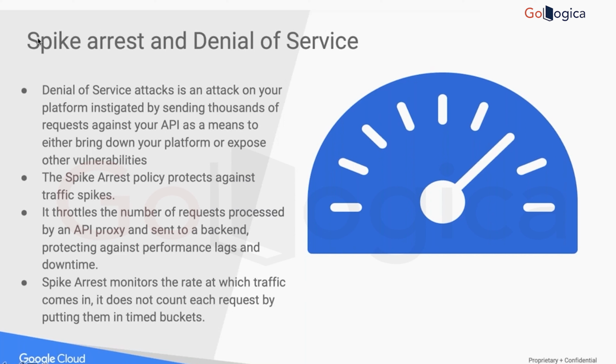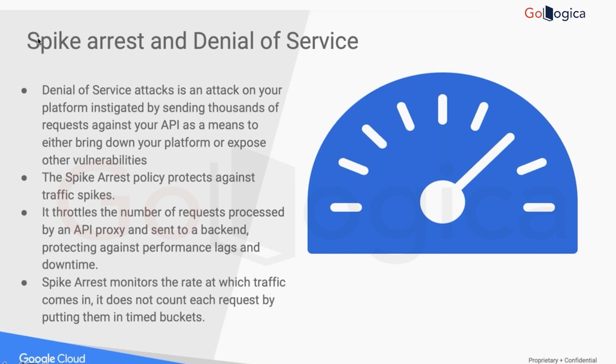Okay. And spike arrest does not maintain any time bucket. It goes by the rate at which the traffic is coming. It will not count, so it will not have a bucket of 1 minute, in this 1 minute how many requests, or in the next 2 minutes how many requests. It will not have a time bucket. So that is one of the things.